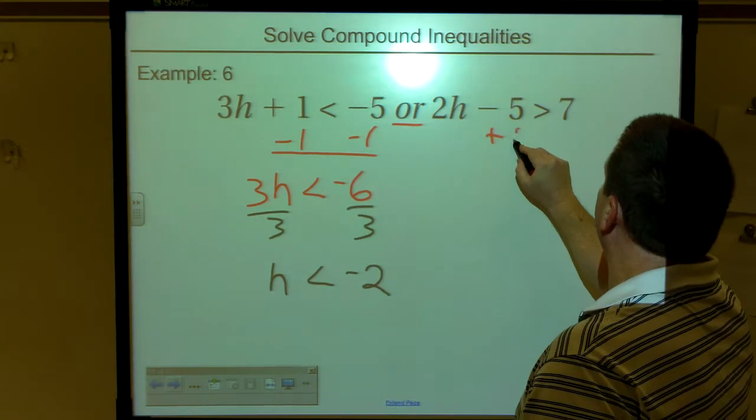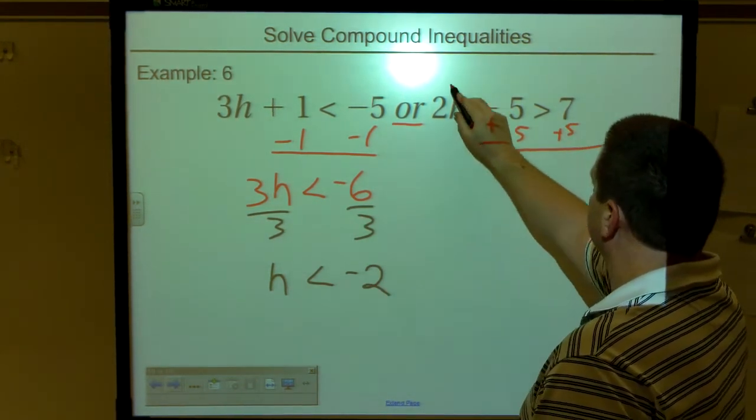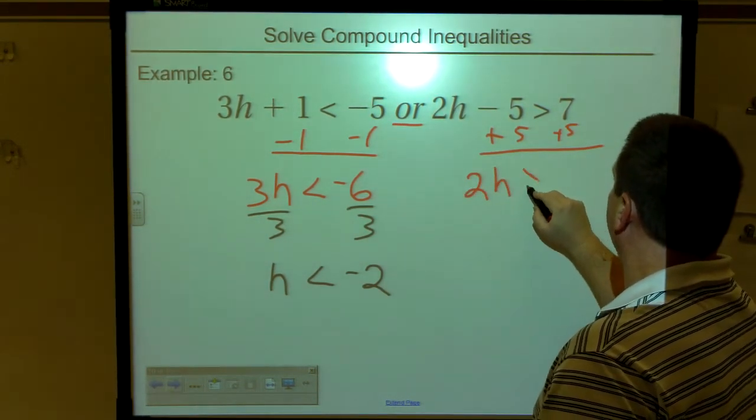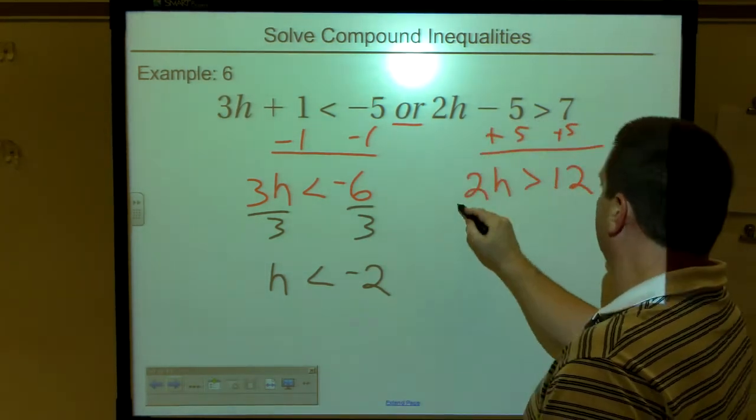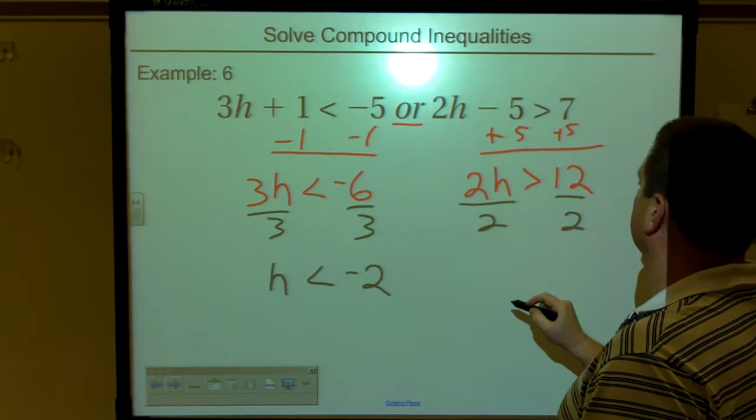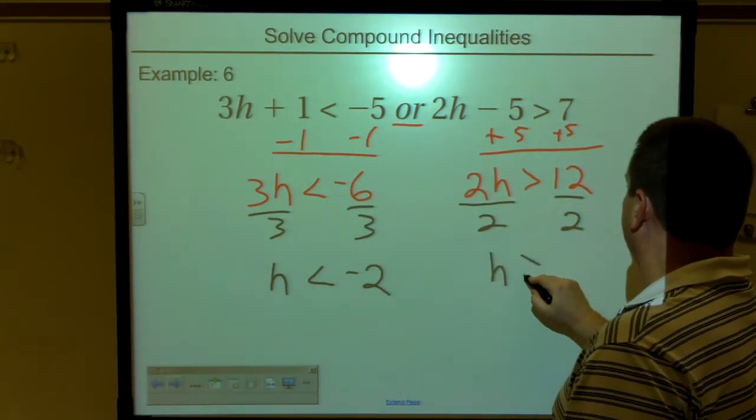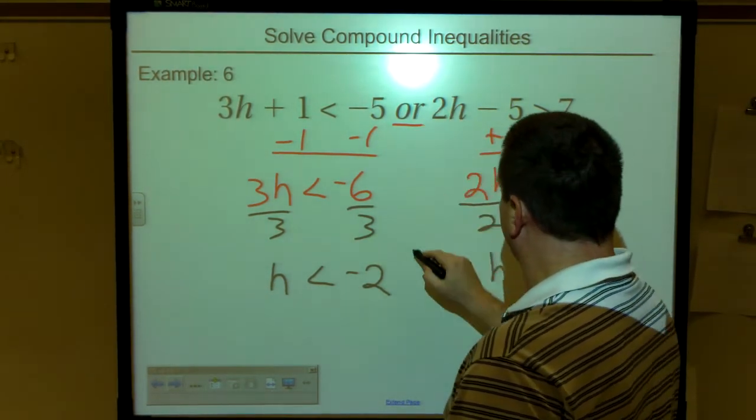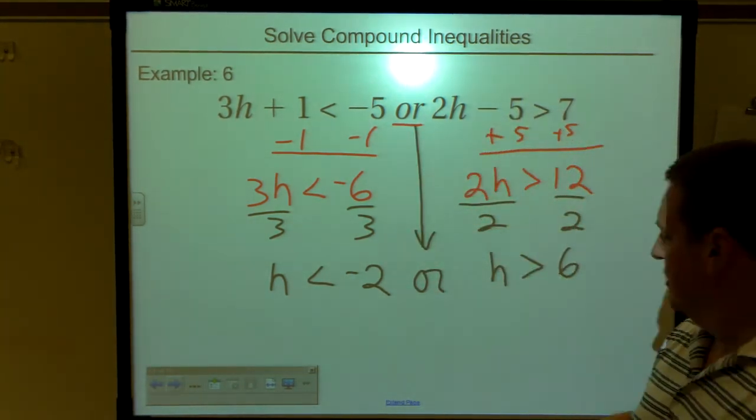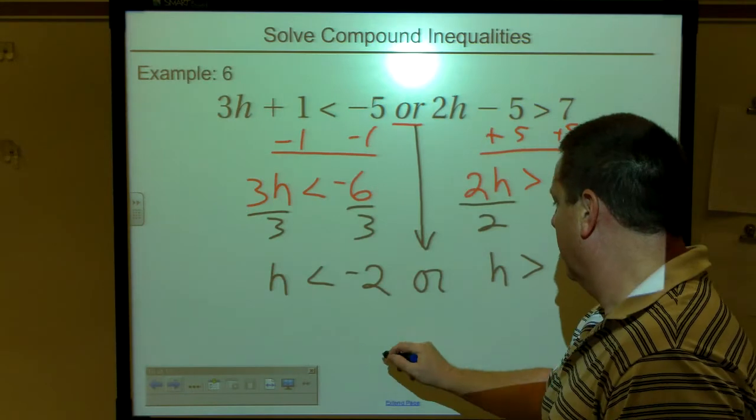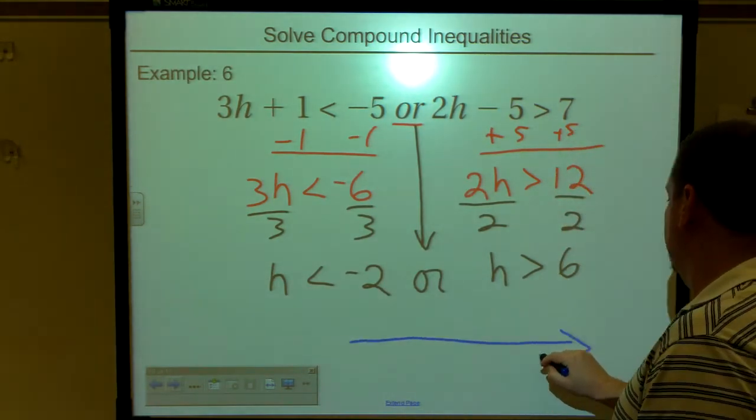I'm going to add 5. So I bring down my 2h greater than 7 plus 5 is 12. Divide both sides by 2. H is greater than 6. And don't forget to bring down your or. Or has got to come all the way down. So if I were to graph this, because it has the word or, it wouldn't be between.